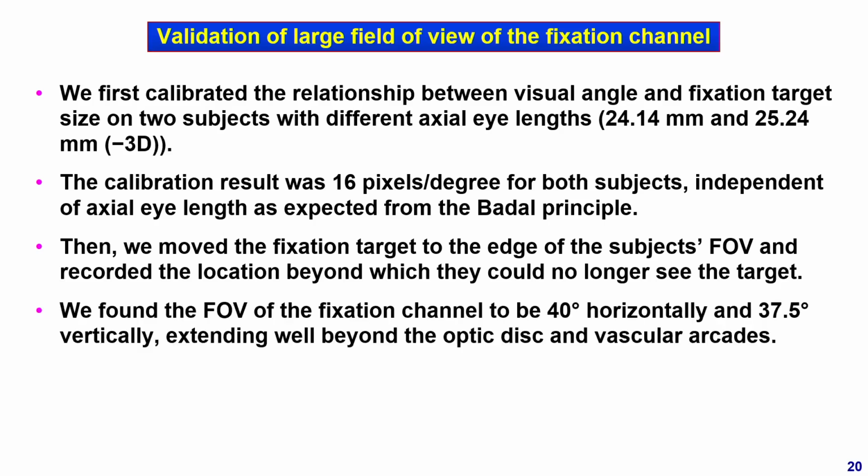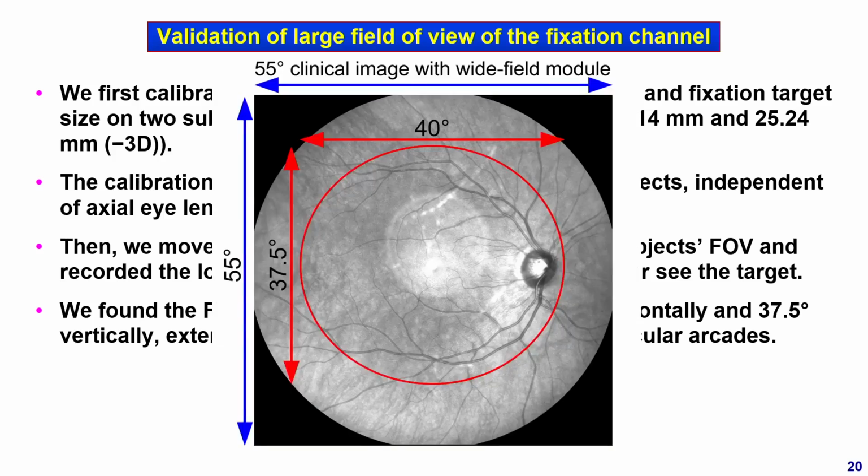We found the field of view of the fixation channel to be 40 degrees horizontally and 37.5 degrees vertically, extending well beyond the optic disc and vascular arcades, as can be seen from this clinical image taken by a wide field imaging lens. Our fixation channel achieves a large field of view, which allows us to image anywhere within the red circle. Next, I will show some AOCT imaging results at 20 degrees.